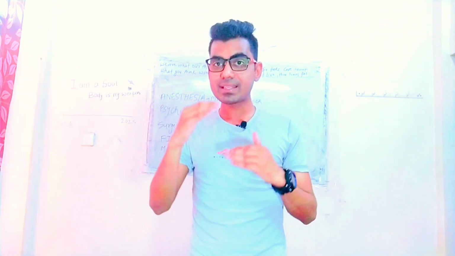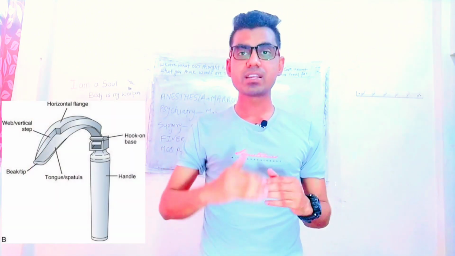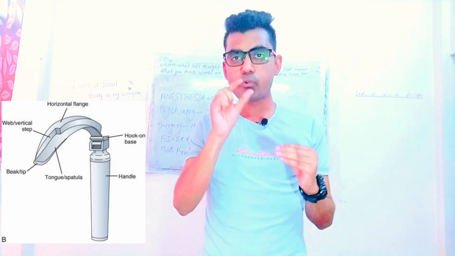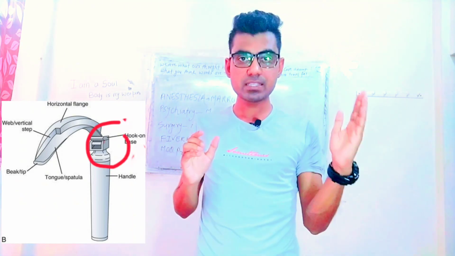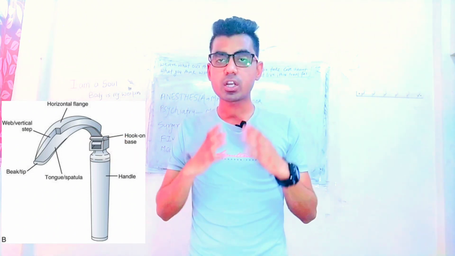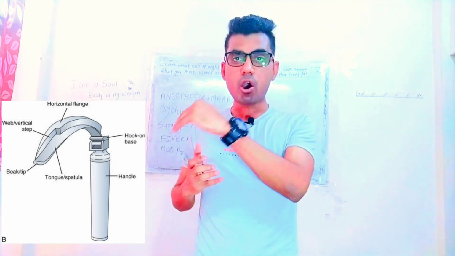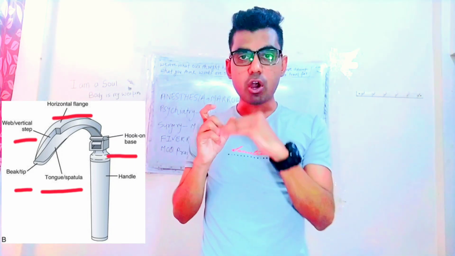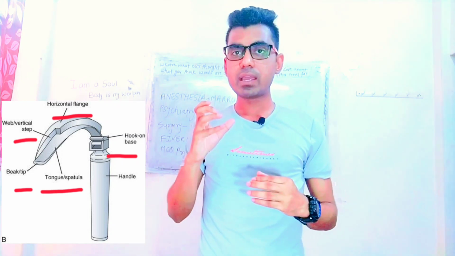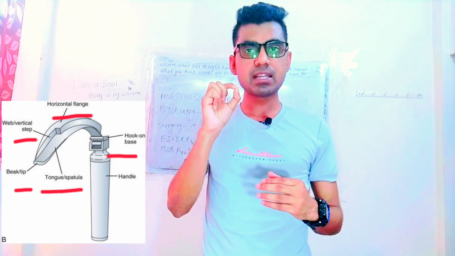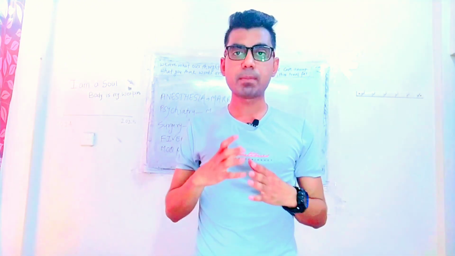So now let's talk about the different parts of the laryngoscope. Mainly two parts are there, that is the blade and the handle, right? The blade and handle are connected at a point called the hook-on point, which is the point at which the blade is connected with the handle. Now let's talk about the different parts of the blade itself. There is the base, a horizontal flange, a tongue, also called the spatula, and then the tip of the blade, and also a little light source that is present in the blade, right? So these are the different parts of the blade.